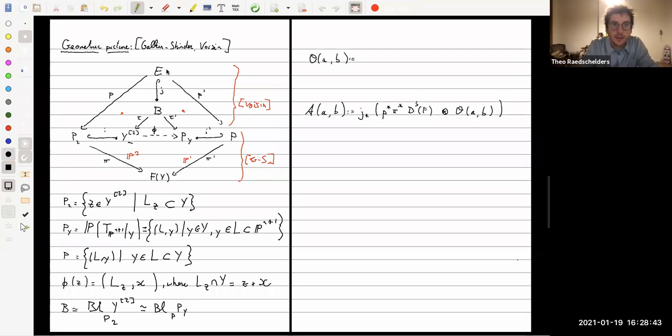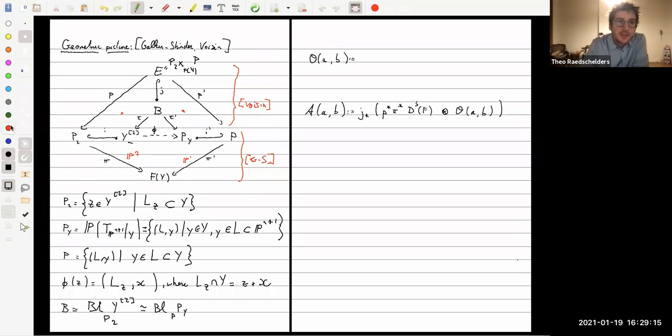And maybe I should add that this exceptional divisor is, in fact, the fiber product of this P2 with B. All right, so this is much more info, and here we can start to see how it works. Since we now have two blow-up squares, Orlov's blow-up formula also gives us two semi-orthogonal decompositions.